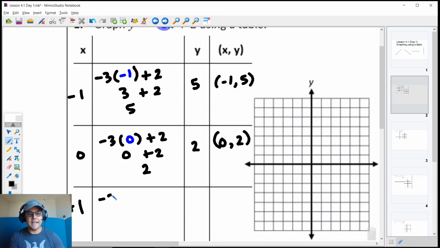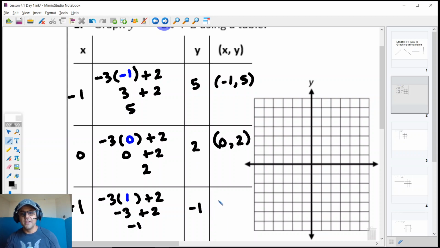All right, it says negative 3 times the value of x, add 2. So again, the value of x is 1. So negative 3 plus 2, and that's going to give me a negative 1. So again, that is a decrease of 3 because 2 subtract 3 gives me a negative 1. So my pattern holds true. So my ordered pair is 1, -1.